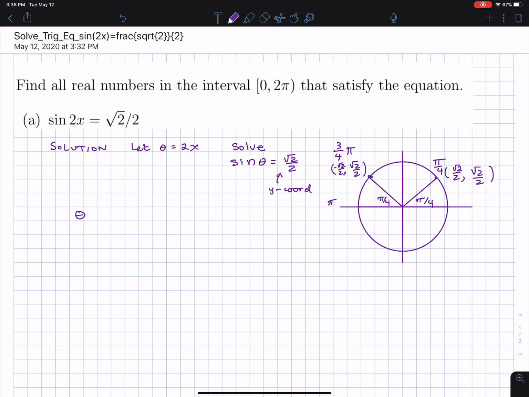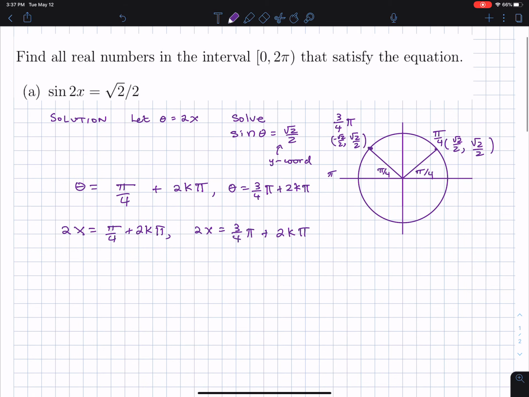So what we get is that theta is equal to pi over 4 plus 2k pi. That actually gives us all solutions. Theta equals 3/4 pi plus 2k pi. One might think it's not necessary to do the plus 2k pi because we're only going between 0 and 2 pi, but we actually have to do that for this problem, and we'll see why in a moment. So 2x is equal to pi over 4 plus 2k pi, and 2x is equal to 3/4 pi plus 2k pi, and of course we're trying to find out what x is.